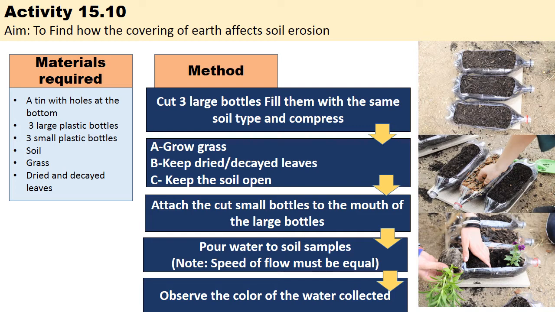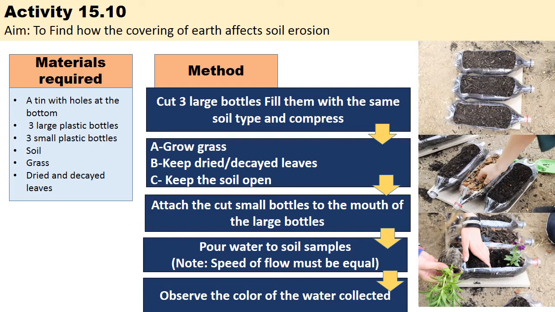The materials needed to conduct the practical: a tin with holes at the bottom, 3 large plastic bottles, 3 small plastic bottles, soil, grass, and dried and decayed leaves. Next we will see how we are going to do this. In the method, first you have to cut the 3 large bottles and fill them with the same type of soil and compress it as shown in the picture. You can label them A, B and C.